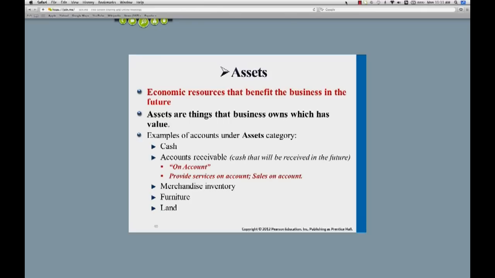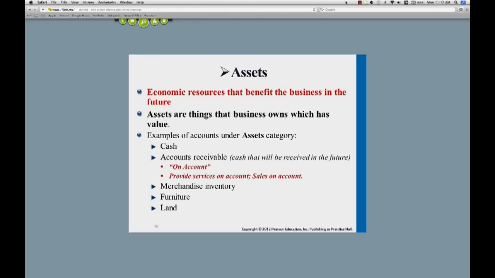Take a closer look at the assets definition. Again, assets are the resources that benefit the business in the future. Some of the examples here. Cash, hopefully, is the most important asset the business has. Because all the other business activities pretty much all lead to cash. And if it's not cash immediately, it will be cash later on, accounts receivable.